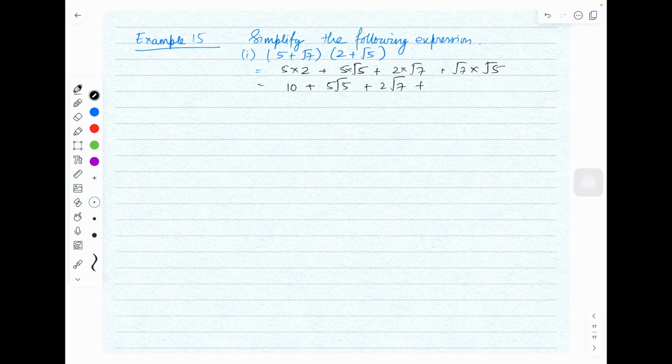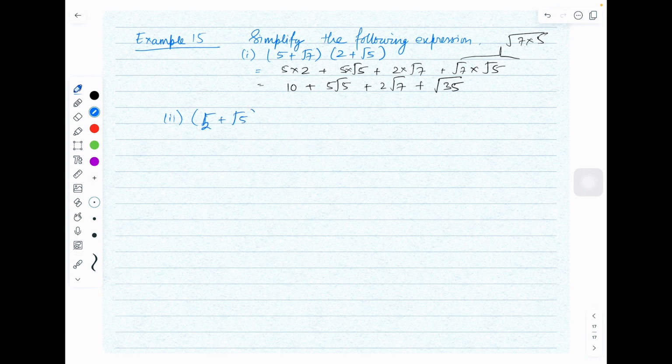And this one is root a into root b, where a and b are both positive real numbers. So you can write root 7 into root 5 as root 35, which is equivalent to root of 7 into 5. Understood? So this is root 35. This is the answer.